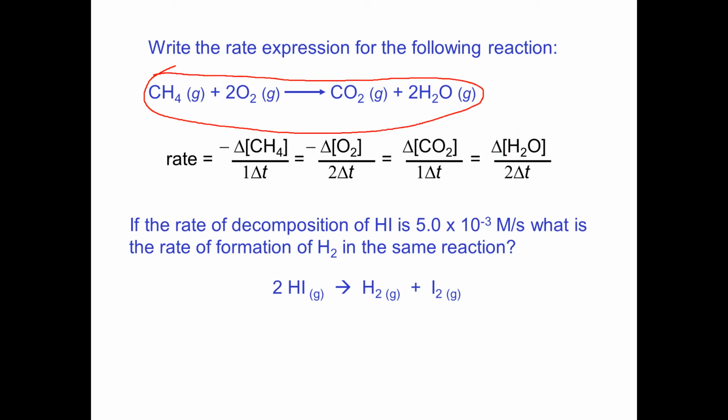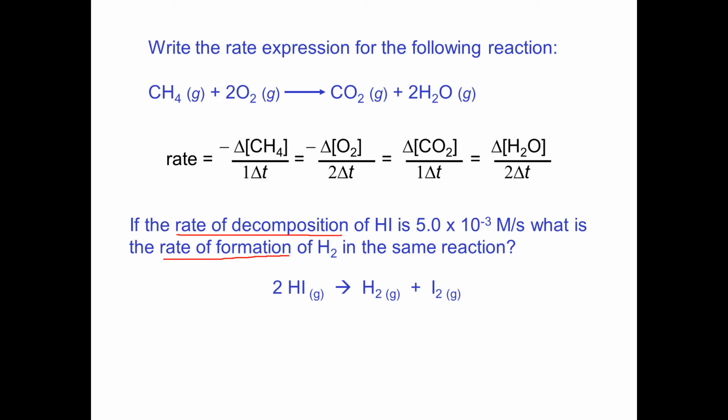Now, if we had a reaction like this, we wouldn't normally write out the rate expression for all 4 of the reactants and products. We'd mainly focus on just what we were interested in. And what we're interested in depends on the particular problem. So let's start the second problem. The second problem asks us about rates of decomposition and rates of formation.